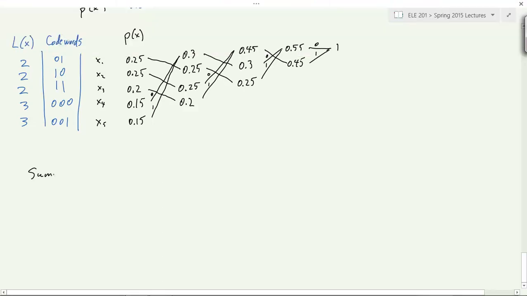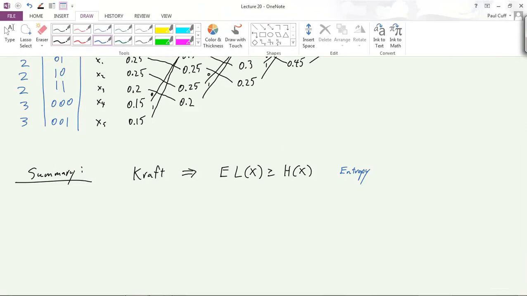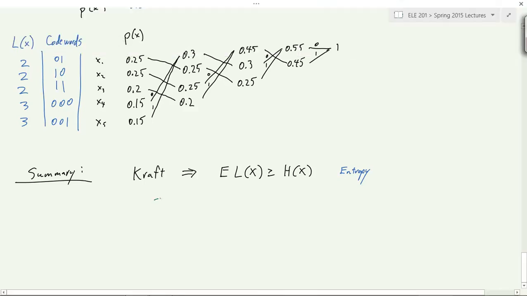Okay, so the summary for this part, for today's lecture, for coding in general, for lossless compression and for Huffman codes: first of all, the Kraft inequality implies that the expected length is greater than or equal to the entropy. So that's going to be true for any prefix code. We achieve this if, for example, L of x was not required to be an integer, and we would set the lengths to be the log of the inverse of the probability.